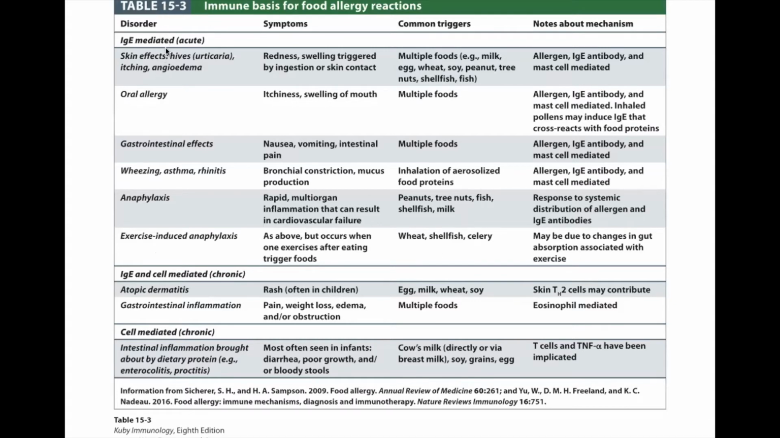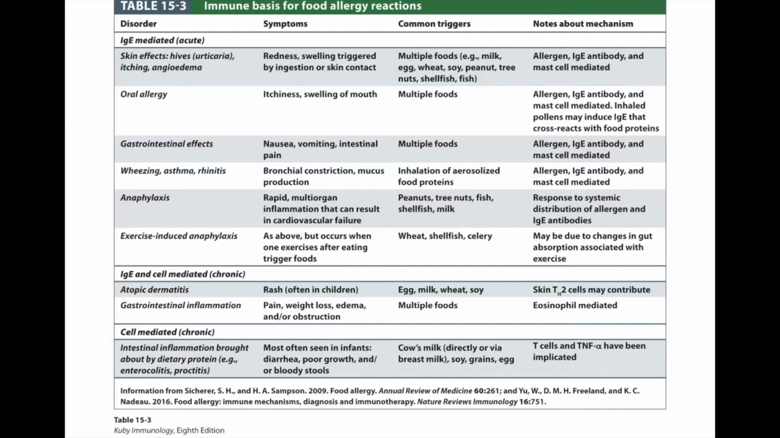So looking a little bit more at food allergies, you can see how we can have different disorders that are characterized clinically. These are going to be IgE mediated. We can have ones that are acute, so short-term responses, or ones that end up recruiting in additional immune cells. So they would be IgE and cell-mediated, and these tend to be more chronic. And then we can have ones that eventually develop into just cell-mediated.